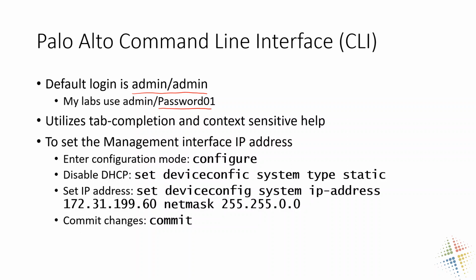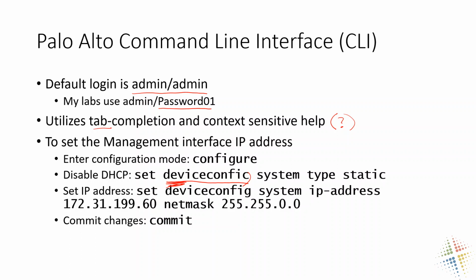The Palo Alto command line has tab completion and context-sensitive help. With tab completion, you start typing one of these words, like right here it says device config. If I just start typing dev and then hit tab, it will finalize the whole device config command for me. Tab completion makes life a whole lot simpler. And then context-sensitive help: you type the question mark, and it will spit back whatever else is necessary for your command to succeed.